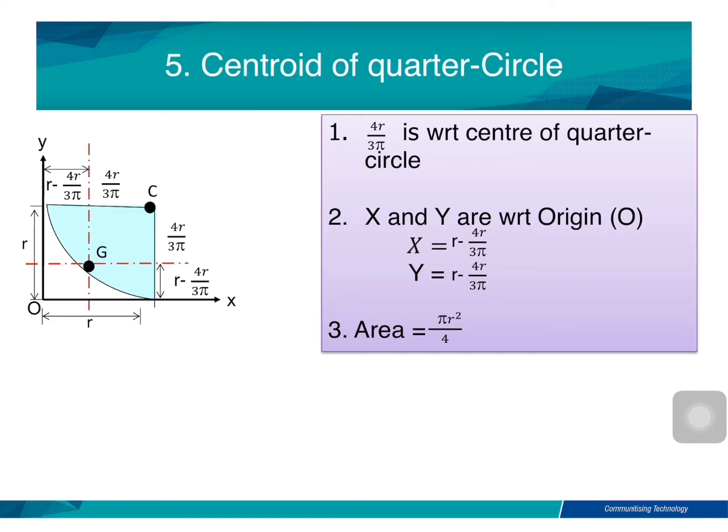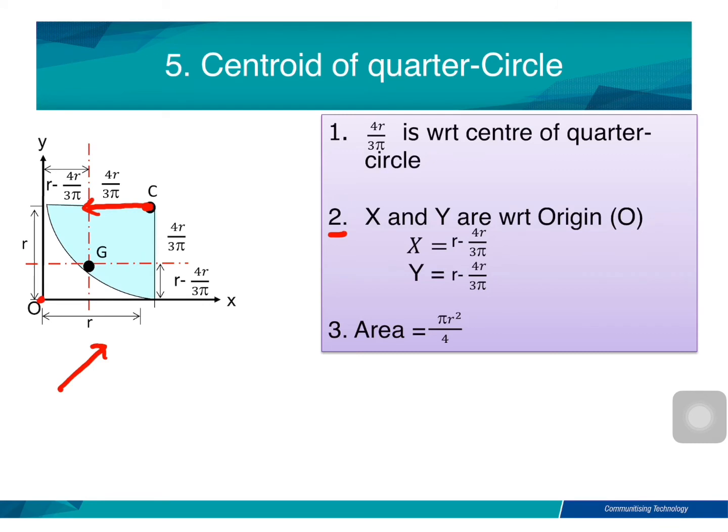So this is the quarter circle. Don't forget, this is the center of the circle. From the center of the circle, you can measure number 1: 4r divided by 3 pi, with respect to the center of the quarter circle. So from here, this is the centroid, 4r over 3 pi. And then number 2, x and y are with respect to the origin.